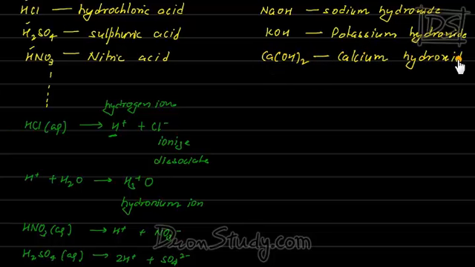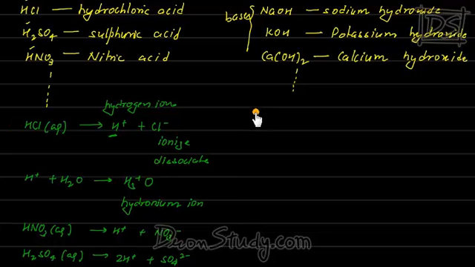So students, these are some examples of bases. Those were acids, and these are some bases. There are many other bases. Some of the important ones we will discuss in this chapter. Now see, what are the properties of bases? See, NaOH. This is a solid at room temperature.